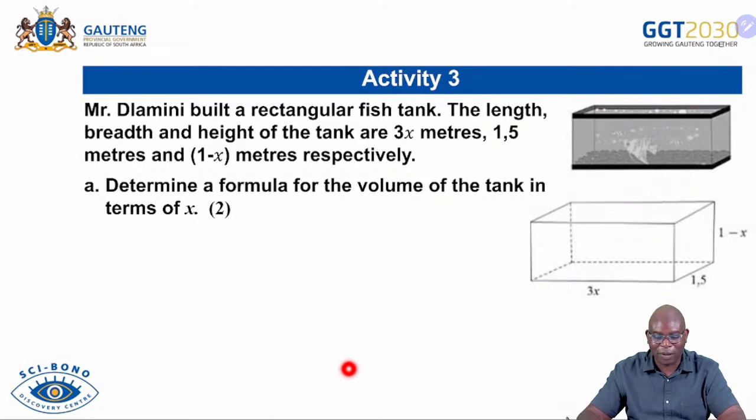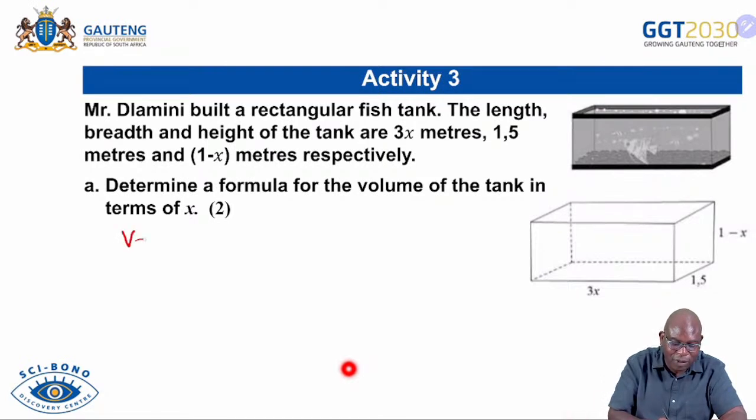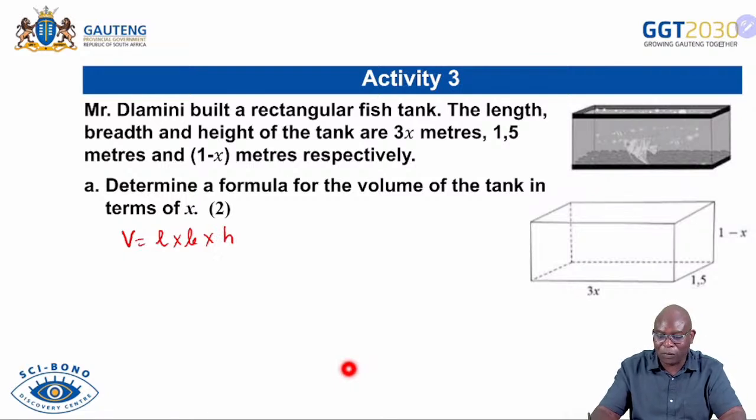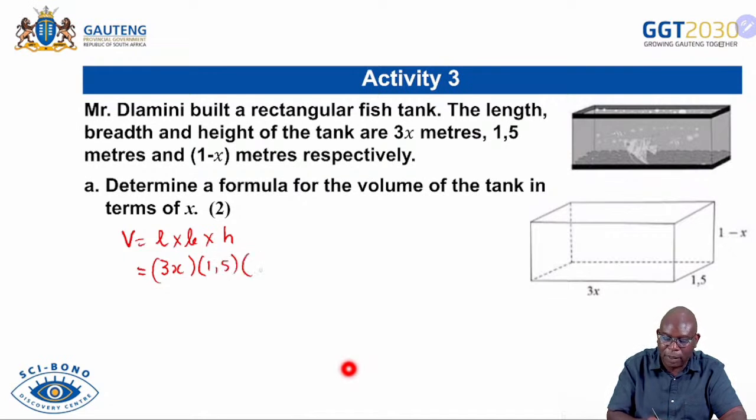So we're going to go back to the formula, and we know our formula is going to be our length multiplied by our breadth, in this case, multiplied by the height. So I've got all those. So I substitute. Our length there is going to be 3x. Then we multiply this one with our breadth, which is 1,5. I'm multiplying with our height, which is 1 minus x. Okay, I'm multiplying. So therefore, if I multiply all this, I'm going to get 4,5 for this one.